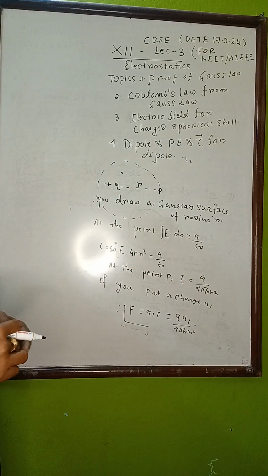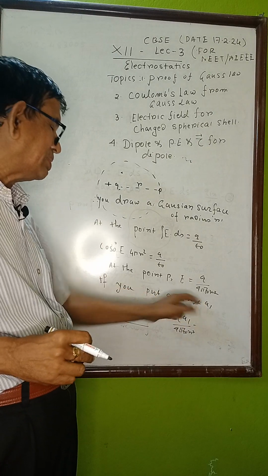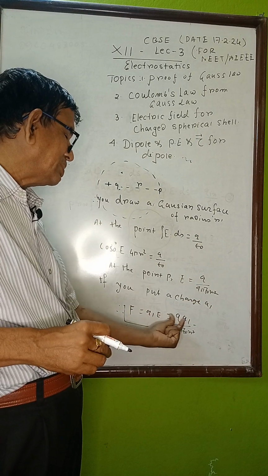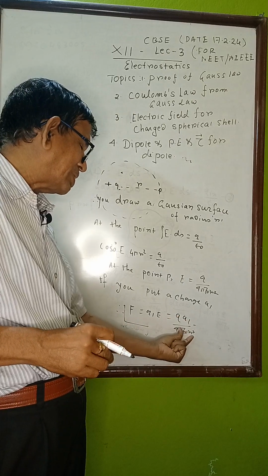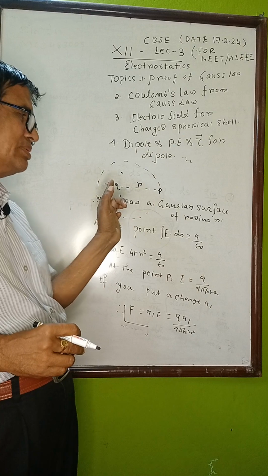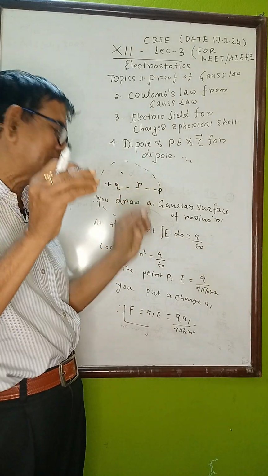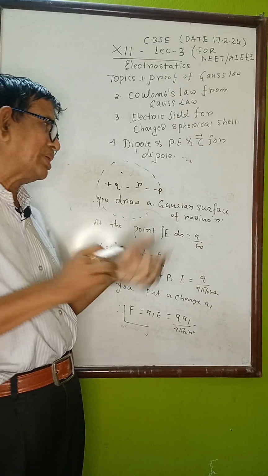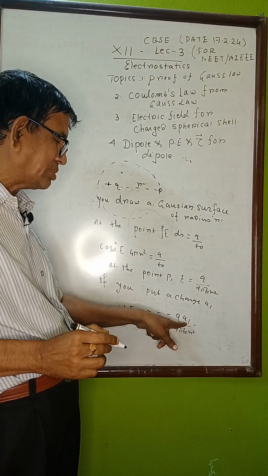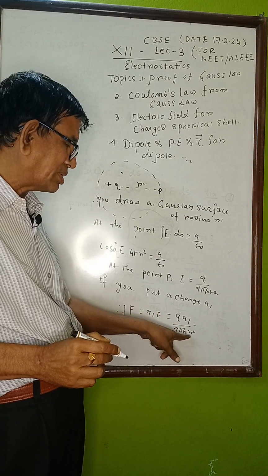Now my question is, if you put another charge q1, the total force on q1 is the electric field at the point times q1. So q into q1 by 4 pi epsilon r square, that is Coulomb's law. Because you know Coulomb's law is given by the following formula: when two charges, suppose here q and q1, are at distance r, then the Coulomb force is given by q1 and q by 4 pi epsilon r square.